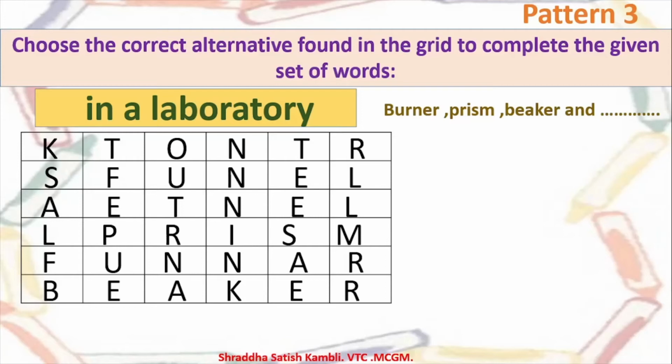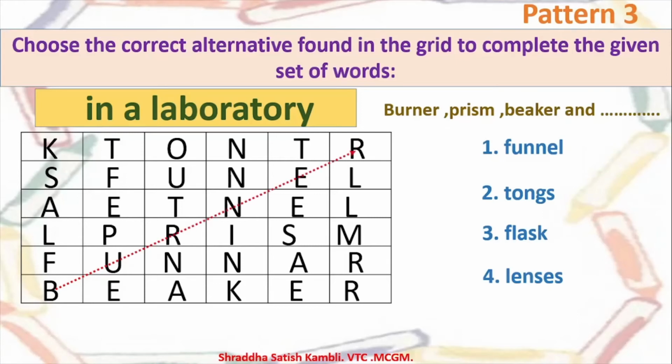So in the laboratory you'll be able to see burners, you'll be able to see prisms, you'll be able to see beakers, and which one of these 4? So is it funnel, is it tongs, is it flask, or is it beaker? So which one of the 4 will you find in a laboratory and also in this grid? So let's see, burner. Is burner there in the grid? Yes, it is. See, this is diagonally, B-U-R-N-E-R, burner.